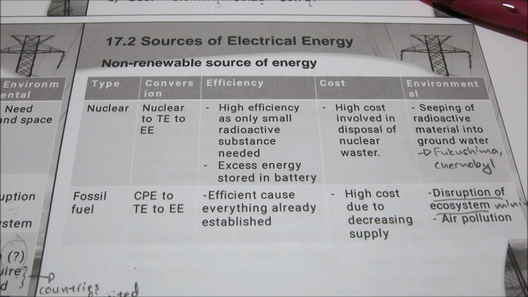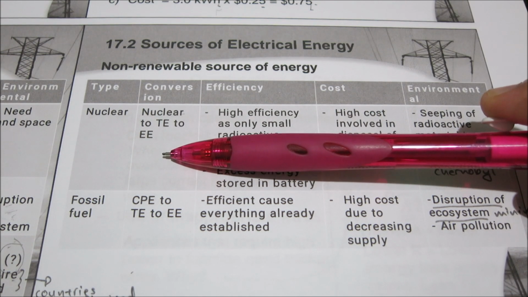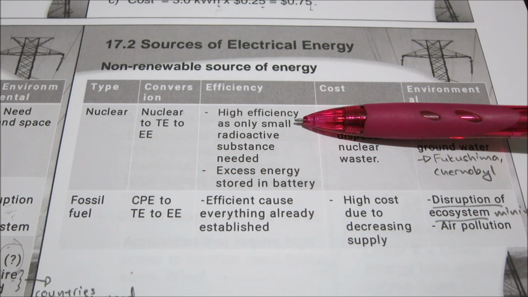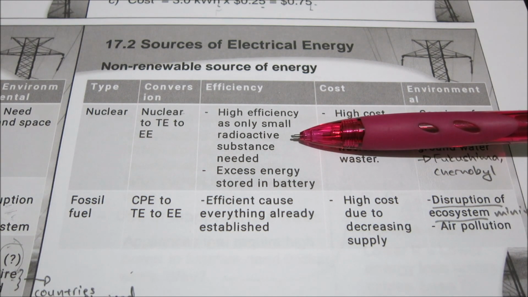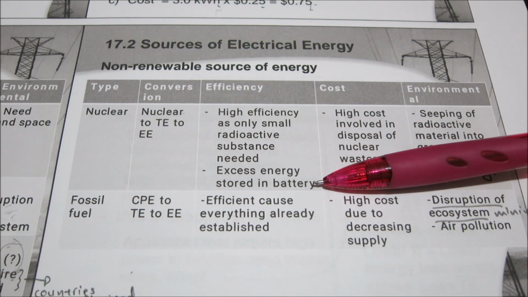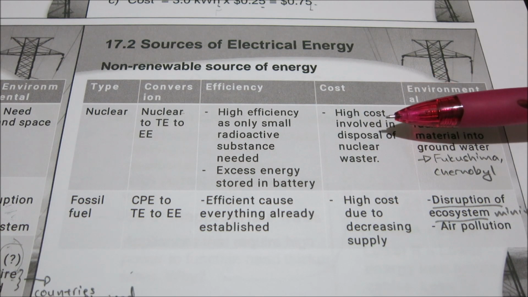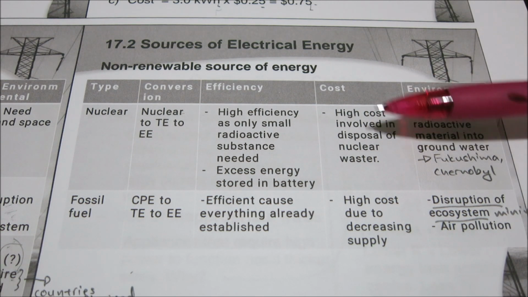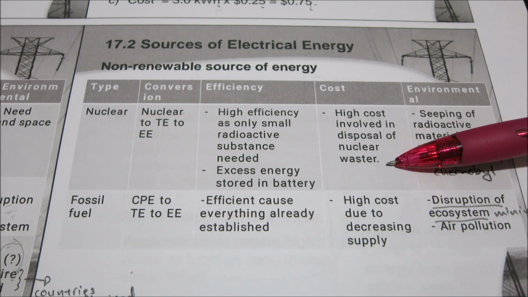Alright, nuclear energy, it converts nuclear to thermal energy, then to electrical energy. It's very highly efficient because it only requires a small amount of radioactive substance, and then you can generate quite a lot of electricity. Of course, any excess energy can then be stored in batteries. Cost involved, it's quite high because you have to build the infrastructure to harness the nuclear energy, and also with the disposal of the nuclear waste.